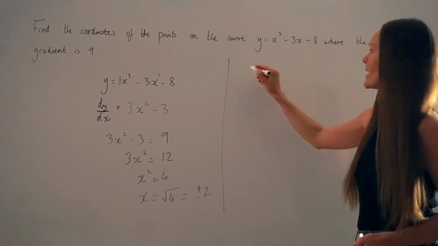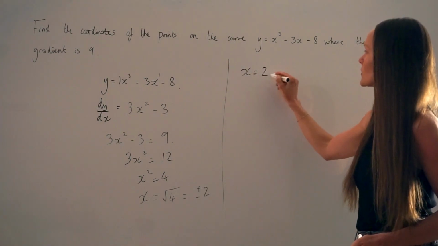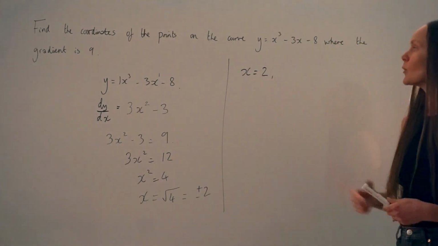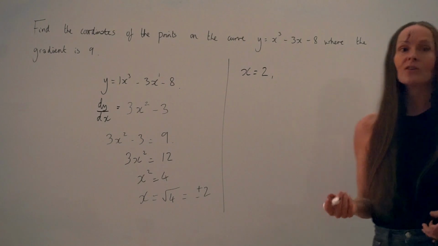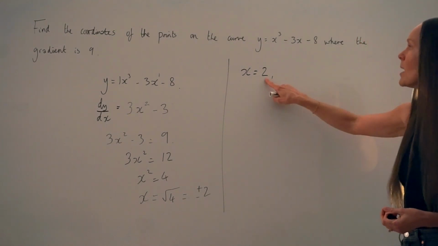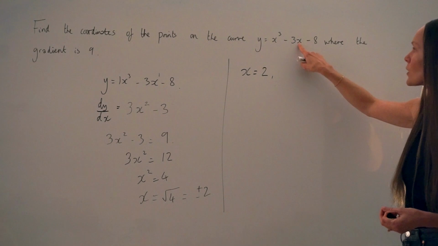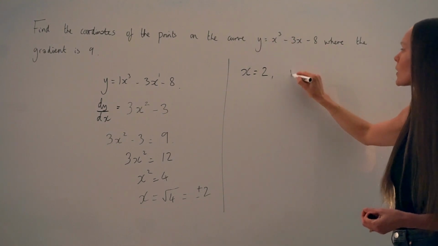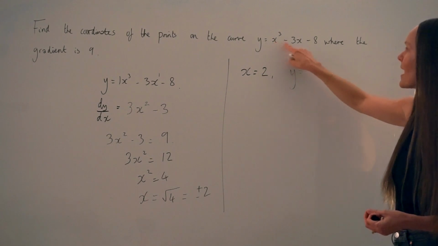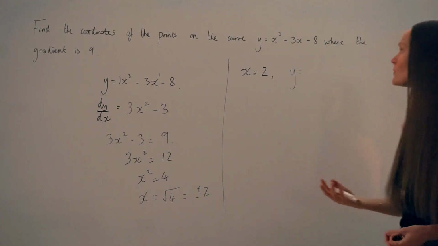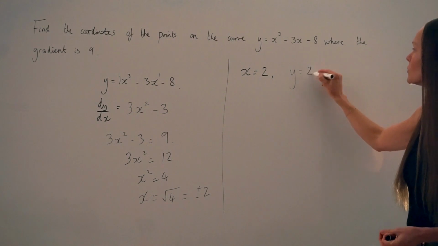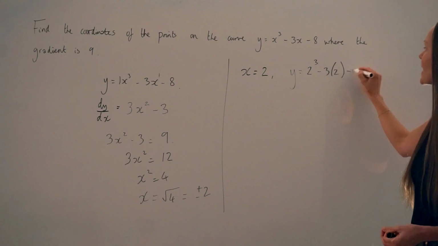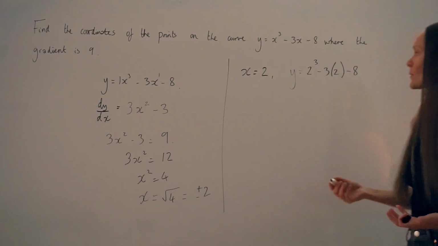So let's take when x is equal to positive 2 to start with. We need to work out the corresponding y value to go with the x value. To do that, you have to substitute your x value back into the equation of the curve up here. So I'm just going to rewrite the equation of the curve, but when I have the letter x, I'm going to replace it with positive 2. So y equals 2 cubed, take away 3 multiplied by 2, take away 8. And then I just have to calculate this.